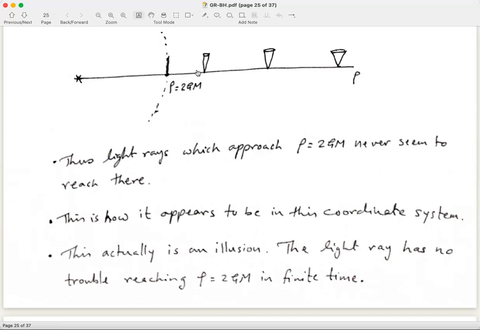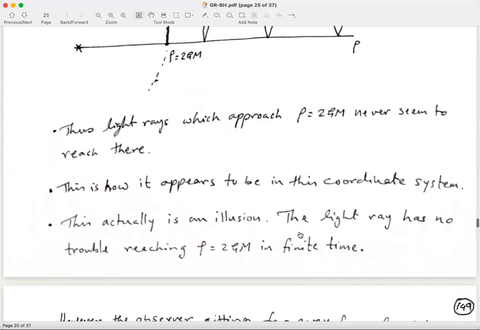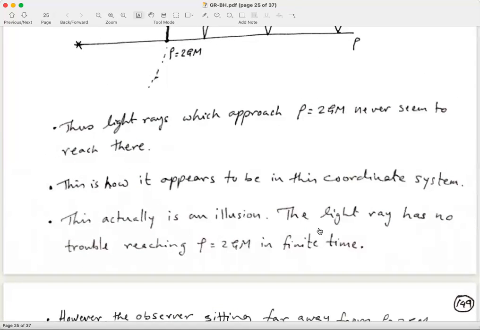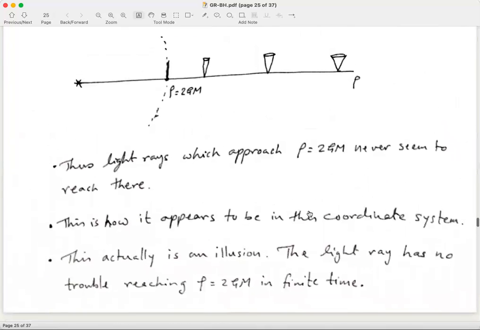And the light cone, if it is making a very large angle, then for a large amount of time, the distance traveled in the rho direction is very small. That is how the observer is perceiving it. And therefore the observer at infinity would say that the light ray will never reach rho equals 2 gm. Now you really don't need the observer at infinity. An observer sitting here also would never see the light reaching rho equals 2 gm in finite time.